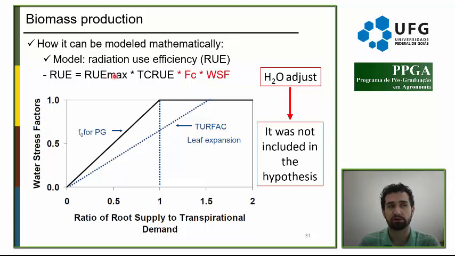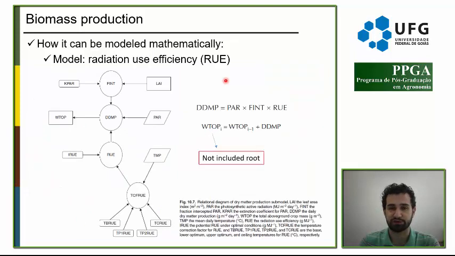So if I want to simulate a potential yield, I include the maximum and the temperature response. But if I want to include climate change scenarios, I can put CO2. If I want to simulate attainable yield, I also can include the water stress factor to penalize the radiation use efficiency.